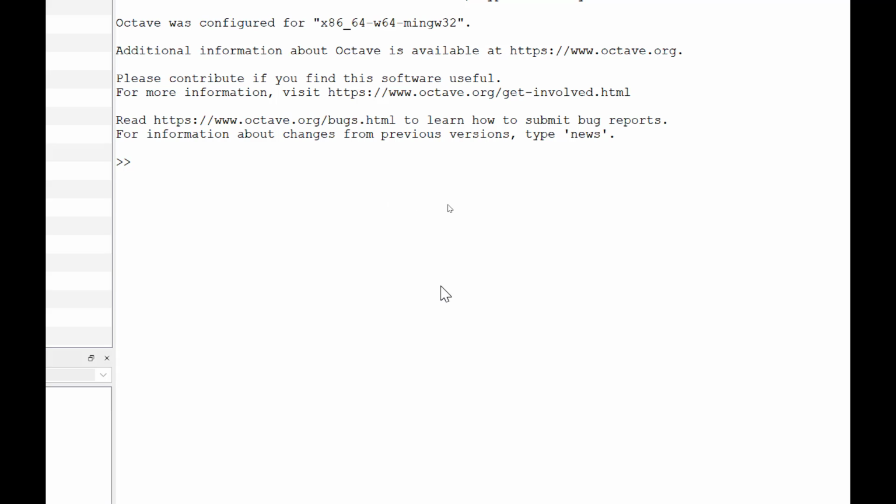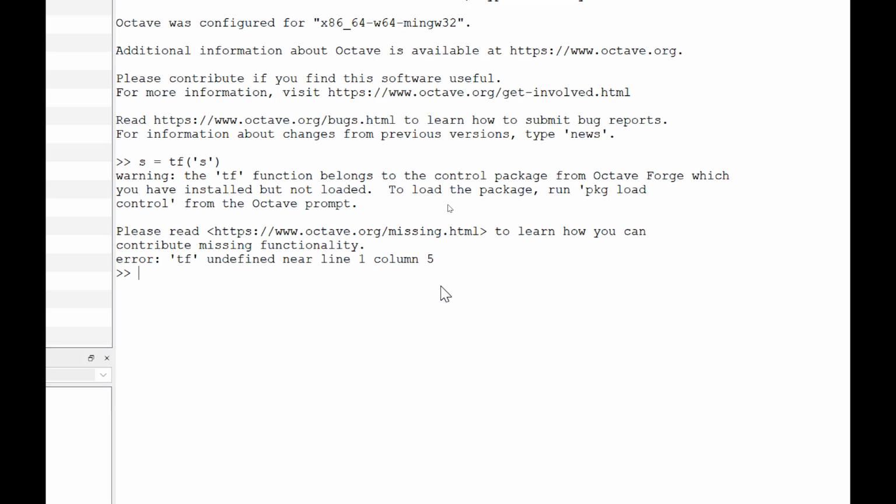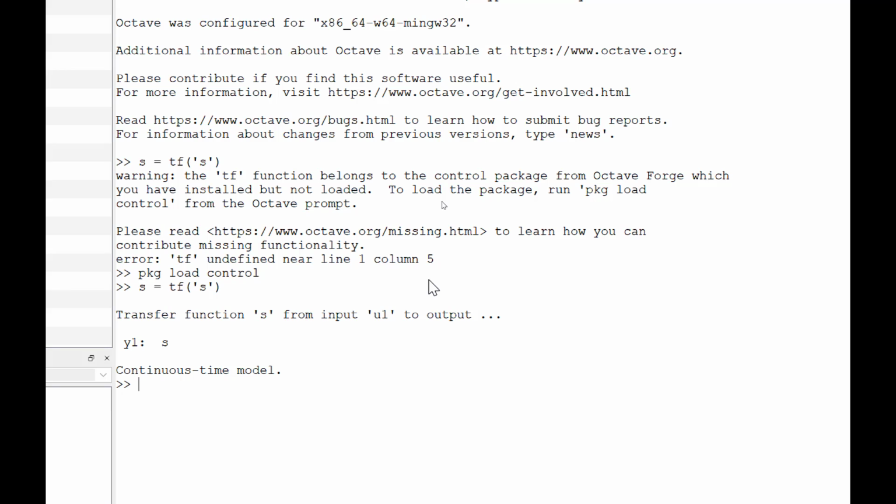So I've started Octave. I'm in the command window. And the first thing you do is you issue this command, s equals tf('s'). Now, this is going to cause an error, okay, because I have not loaded the control package. But the instructions on how to do that are here. So I just type that command in, pkg load control, okay, and now I'll issue that command again. I just use my up arrow. And what happens here is it actually now understands that s is a special symbol, and I can put my transfer function in.